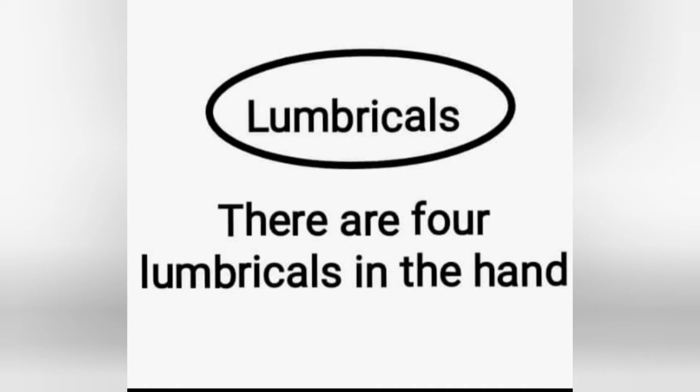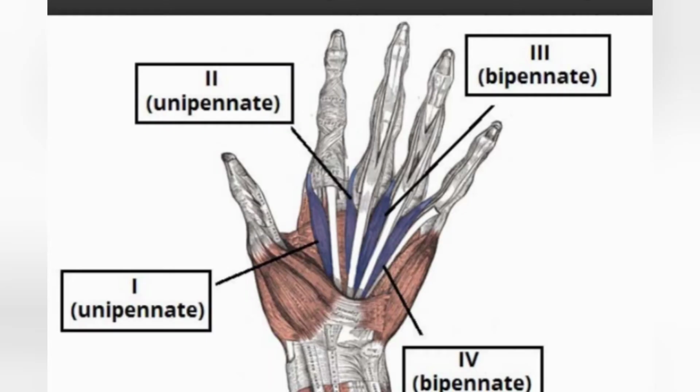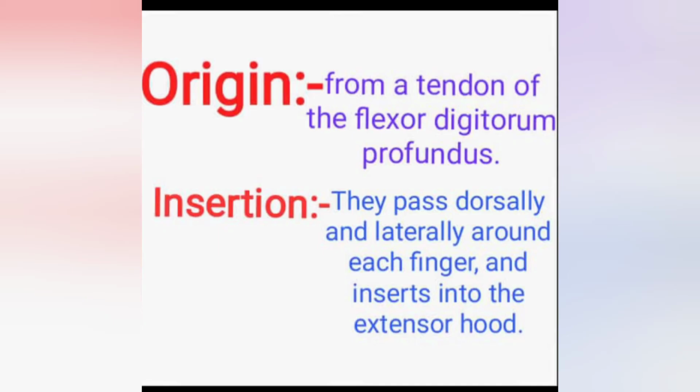Now the third group of muscles is the lumbricals. So there are four lumbricals in the hand, as you can see in the picture. Let's discuss these in detail.